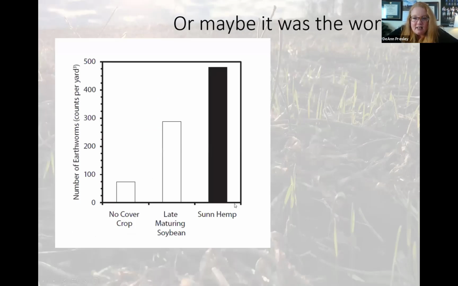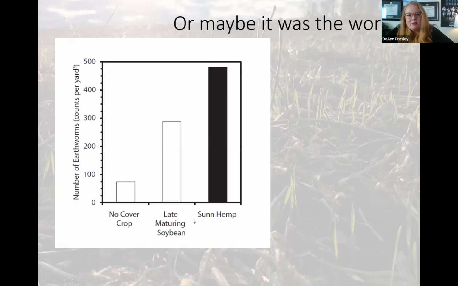So the last thing I'll talk about is worms. These are weird units, because we converted it for something, but this is in a cubic yard of soil. So imagine a cubic yard, 3 by 3 by 3. If you were going to go dig up 1 cubic yard of soil, there were under 100 worms in our no cover crop versus 300 worms in our late maturing soybean versus almost 500 where the sun hemp was.